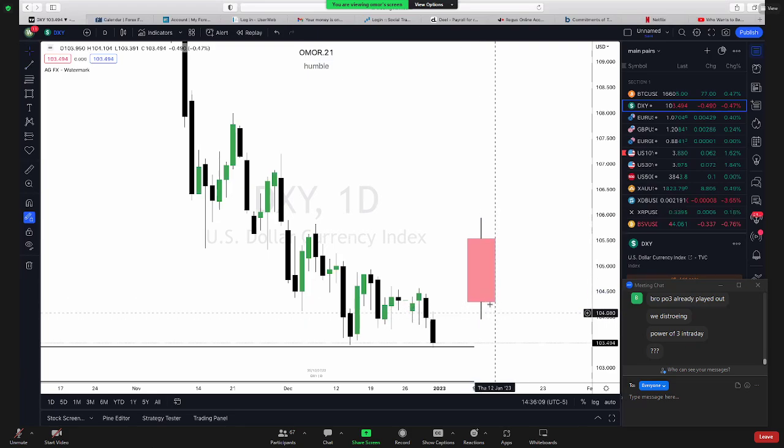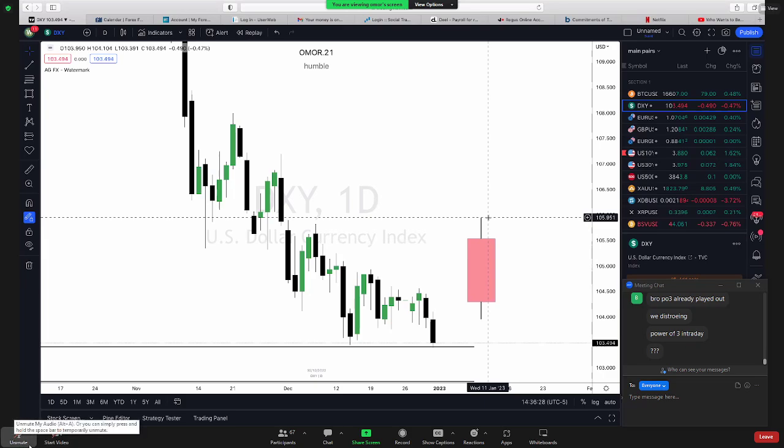Now, red candle means bearish, right? So you see from this on the daily, what time does this candle open? Midnight, right? Now, from midnight to here, that's manipulation, right? Do you all understand why that's manipulation, or you don't? Because if you don't, you're going to be like, I don't get it.